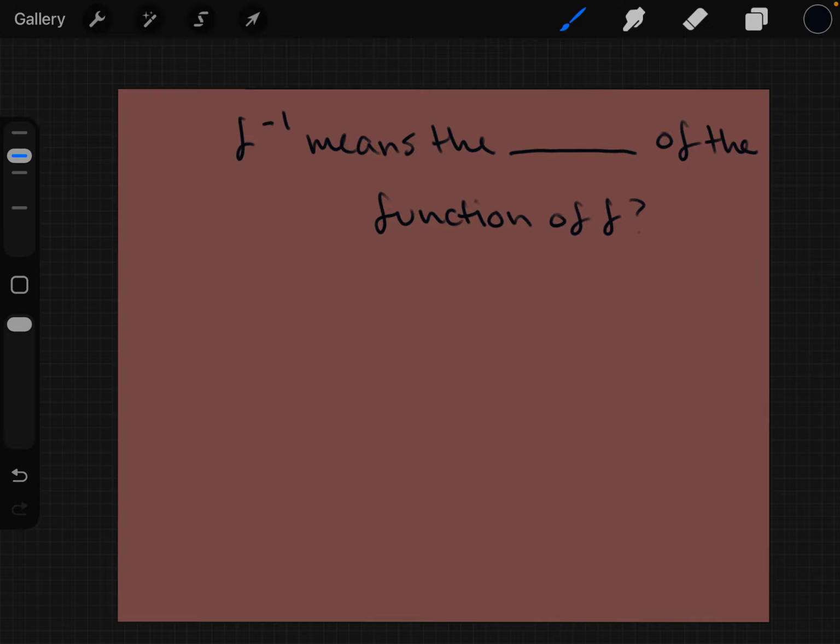Give you 1 second to try that yourself. I've said it a million times. It's the inverse.